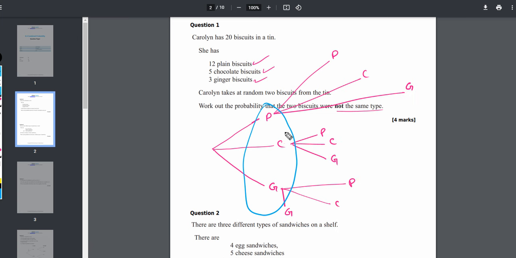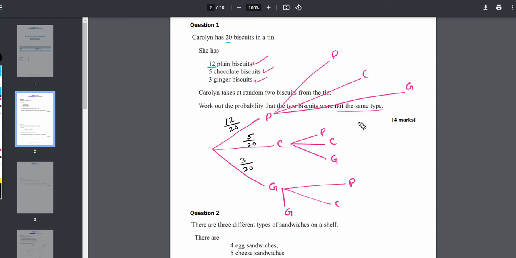So let's see the probability of getting a plain biscuit at the first try. The plain biscuits are 12 and the total biscuits are 20. So the probability will be 12 over 20. Getting a chocolate biscuit will be 5 over 20. The probability of getting a ginger biscuit will be 3 over 20. Now, because one biscuit has been picked up, the total biscuits in the tin are now 19.